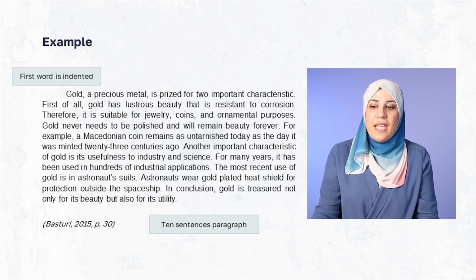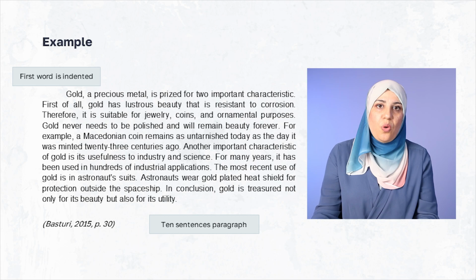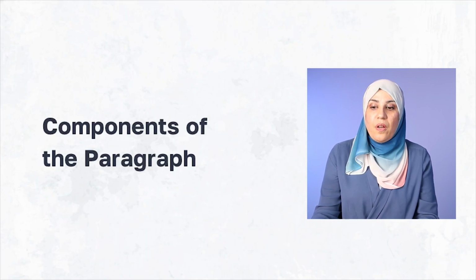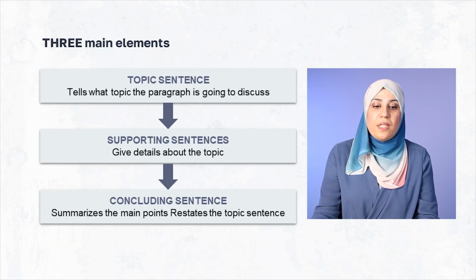Here is an example of a paragraph about gold, the precious metal you all know, especially girls. This paragraph contains 10 complete sentences, and as you can see, the first word in the first line is always indented. Now, what are the components of the paragraph? The English paragraph consists of three main elements or parts.